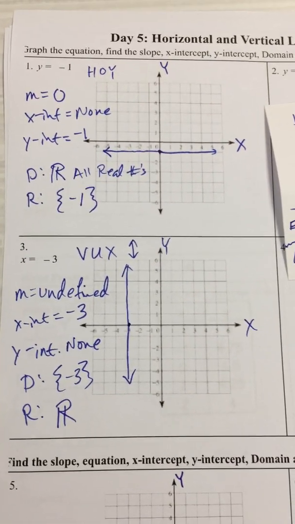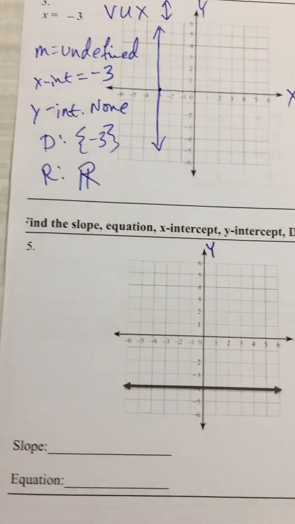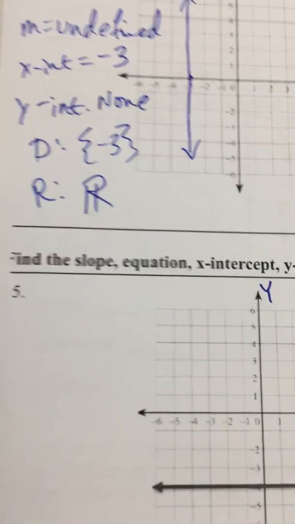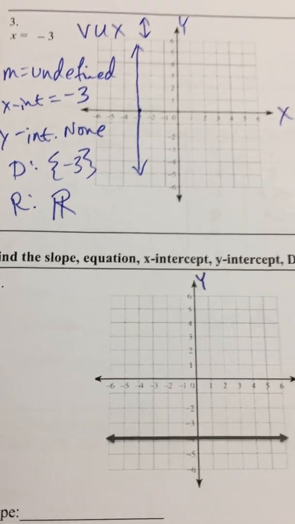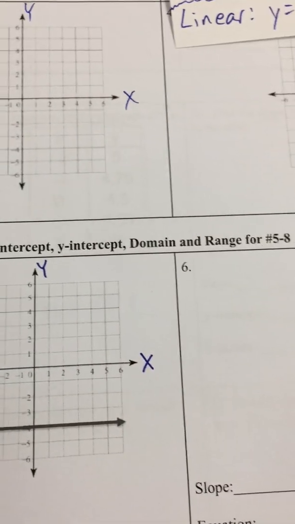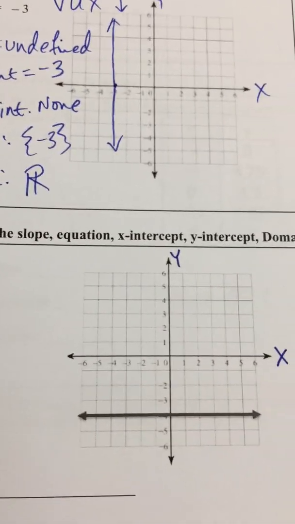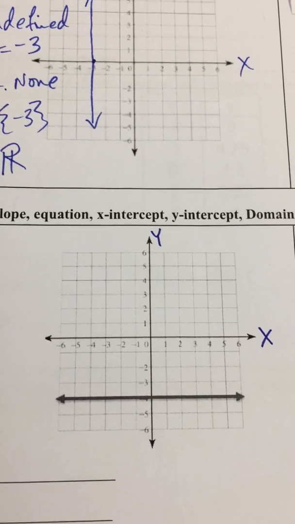So there's number 1 and number 2, 1 and 3. Number 5. This time we're looking again for the slope, the equation, the x-intercept, y-intercept, domain, and range. But this time they give me the picture but not the equation, so we're going to write the equation.